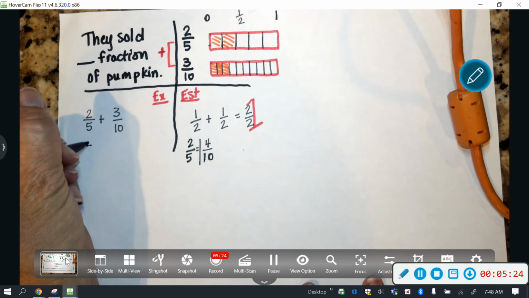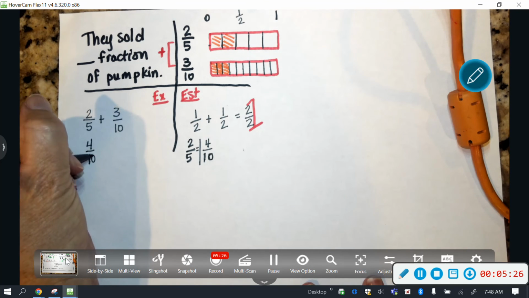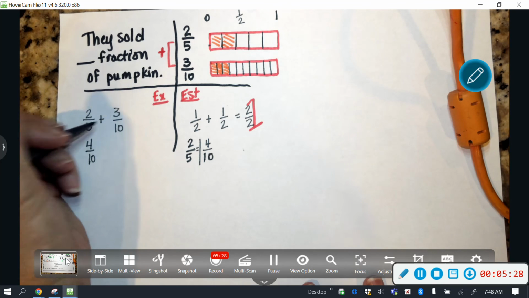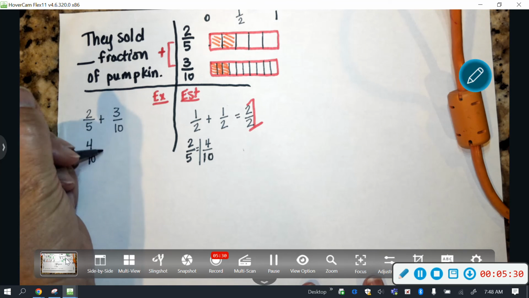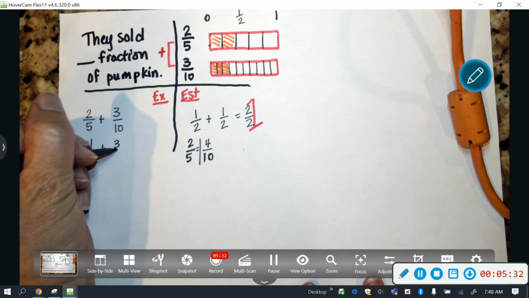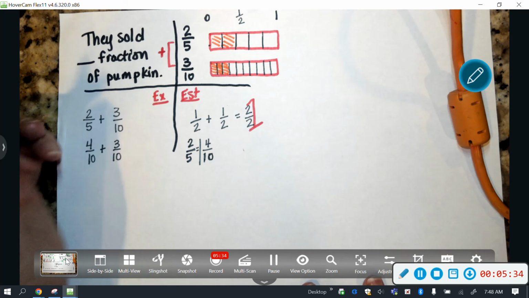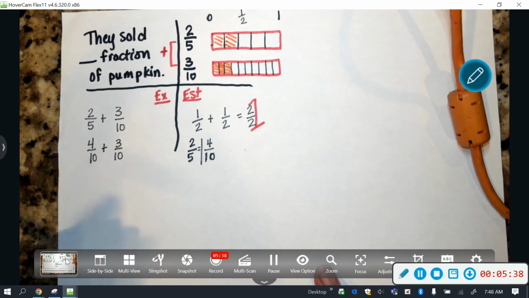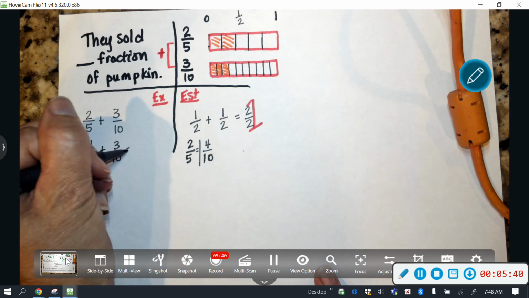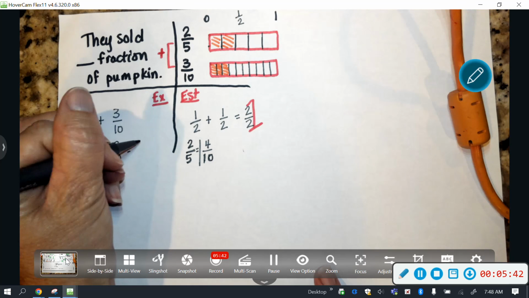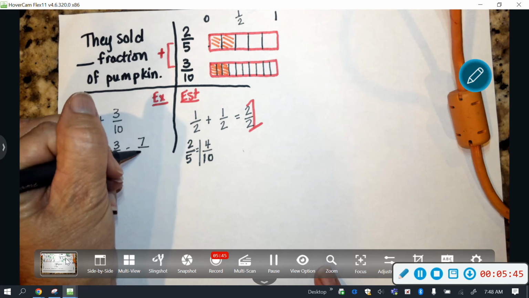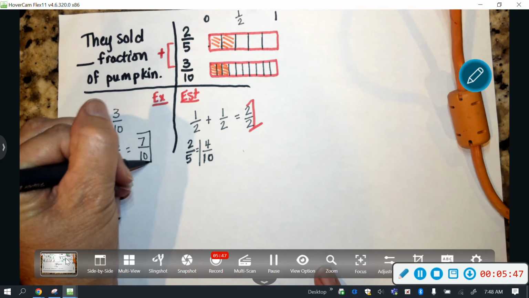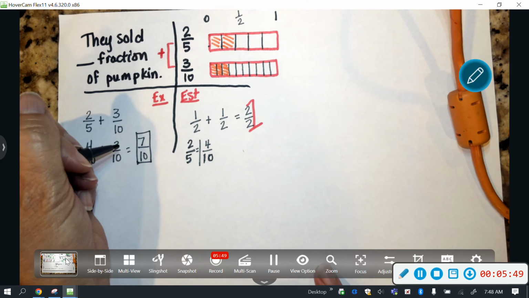So I'm going to write that equivalent here, right underneath. And since I already have 3/10, there's no need to make an equivalent for 3/10 because right now, if I rewrite that, I have common denominators. Then I can quickly put these two fractions together, and 4 plus 3 is 7, and of course my denominator does not change. My answer is 7/10.